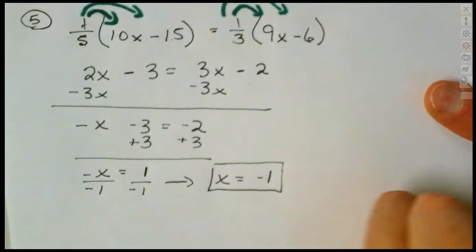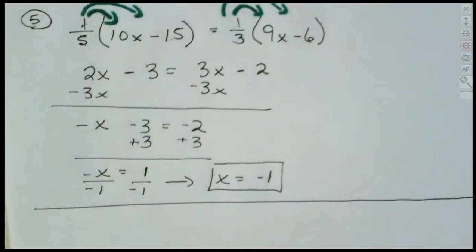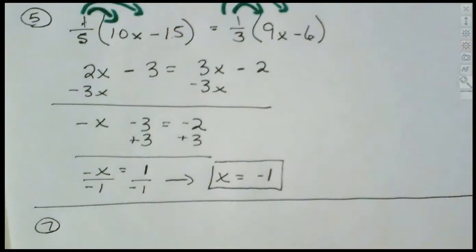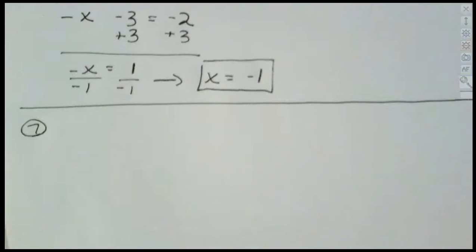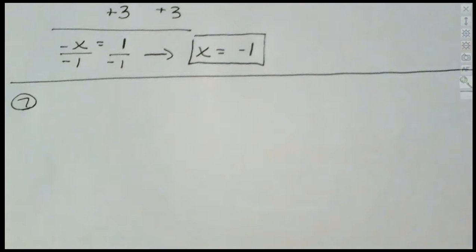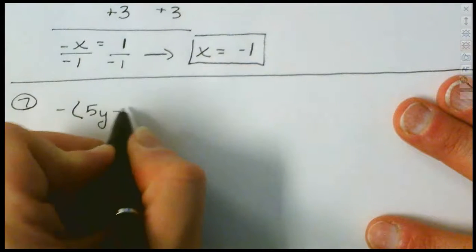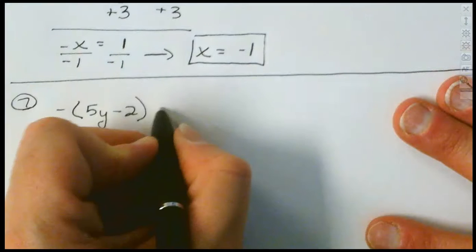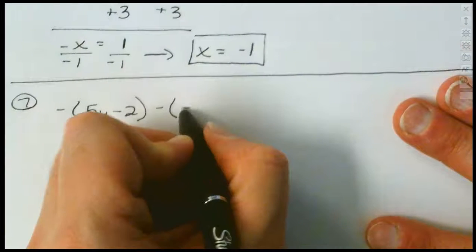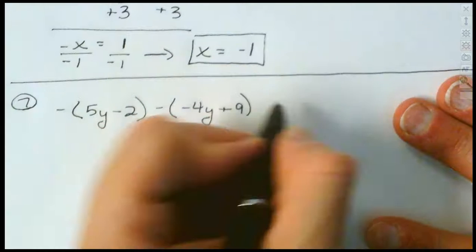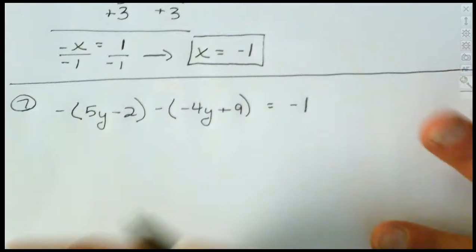So that was question 5. It's very important that we know how to work these out, and you'll get better at them as we work through more of them. So question 7. And this, by the way, is 2.3 and 2.4. And question 7 is a minus 5y minus 2 minus parentheses minus 4y plus 9 equals negative 1.